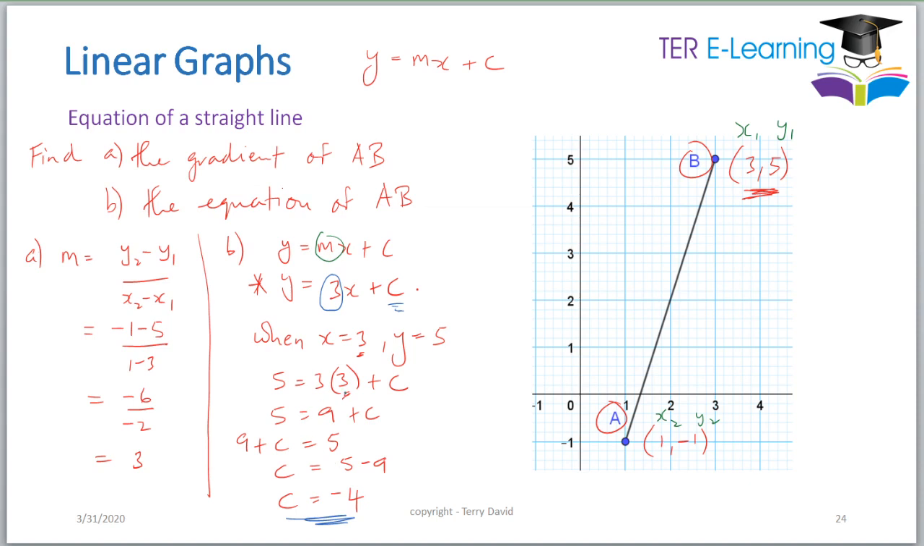C is -4. So I'm just going to write this on top here. So the answer or the equation of the line will be y is equal to 3x, because I know the gradient was 3, minus 4, because you just worked out what c was. So the equation of that line that we're talking about here is y equal 3x minus 4. Alright?